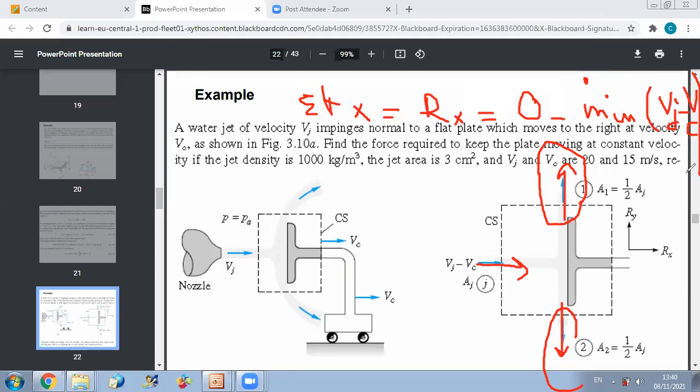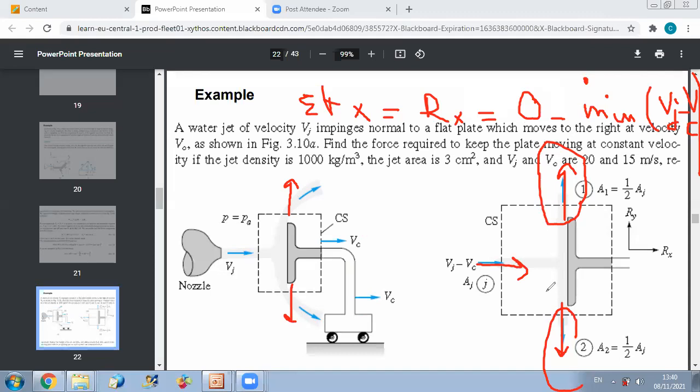Okay, and for ry also, if you apply it for the absolute case, you will see that for the inlet, there is no y component, and for the outlets, your two outlets present opposing velocities, which will cancel out. And you will get the same result when you deal with the relative velocities.